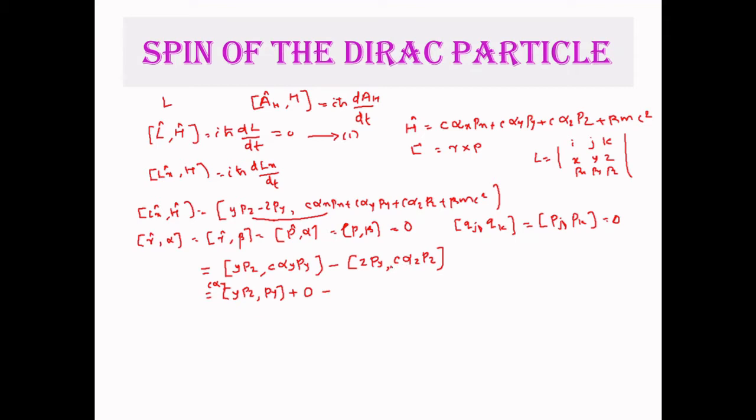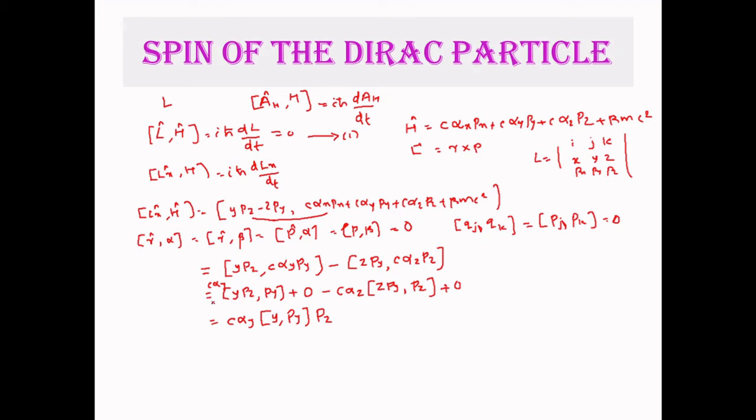Similarly here, z commutes with P_z, so by applying the distributivity property, you have to take the c α_z to the left side, then you will get c α_z into [z P_y, P_z]. There will be one more term, that is you have to take this P_z to the right side, then it will be the commutator [z P_y, c α_z] into P_z, and its value is 0. So it is equal to c α_y into, you can again apply the distributivity property. So you can take this P_z to the right side, so it will be [y, P_y] into P_z.